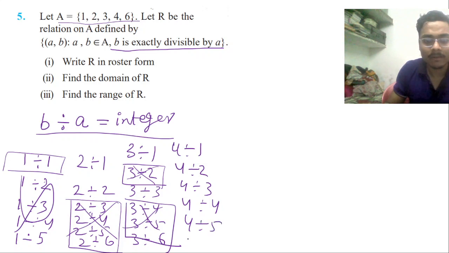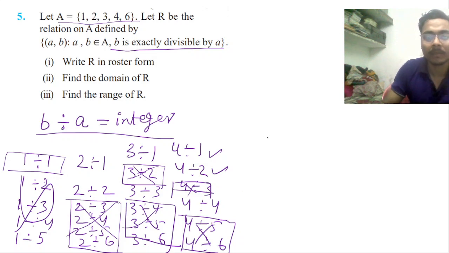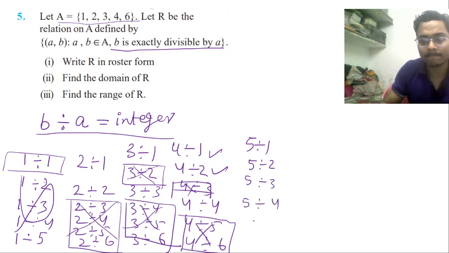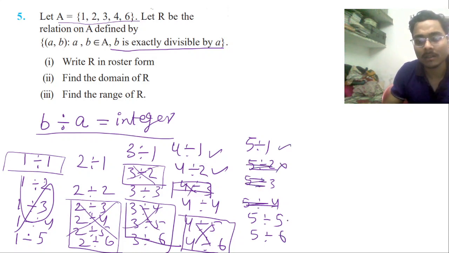4 divided by 5 and 4 divided by 6. So this is possible, this is possible, this is not possible, and these two are also not possible. Now 5 divided by 1, 5 divided by 2, 5 divided by 3, 5 divided by 4, 5 divided by 5, and 5 divided by 6. Possible, not possible, not possible, not possible, possible, not possible.